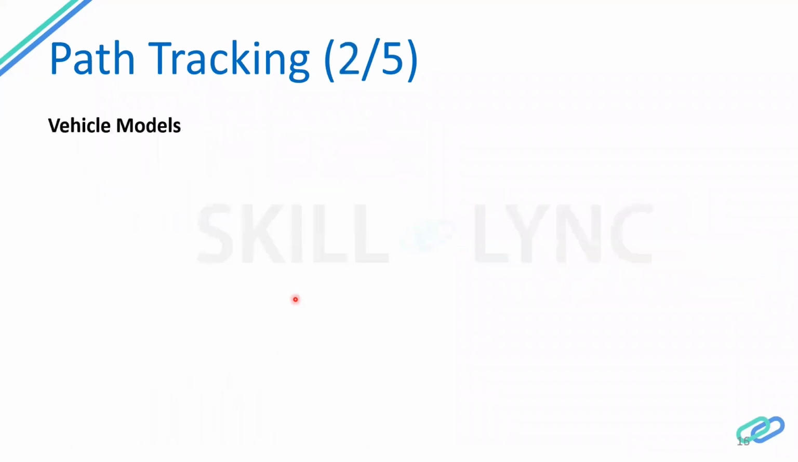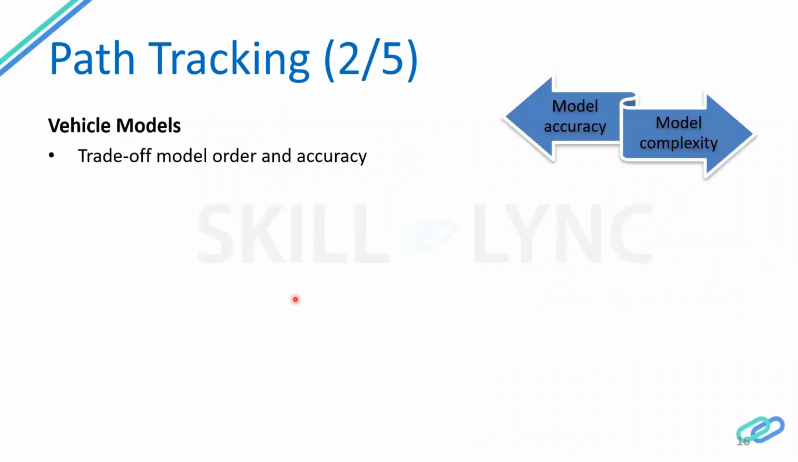I'll talk about a few things to consider about tracking algorithms. The first thing is, what kind of vehicle model do you choose for designing a controller? There's always a trade-off between model order and model accuracy. If you use a low-order model, you might suffer in accuracy. But if you use a very high-order model, you might require a lot of computation, and it might be unsuitable for controller development. So it's always a trade-off.